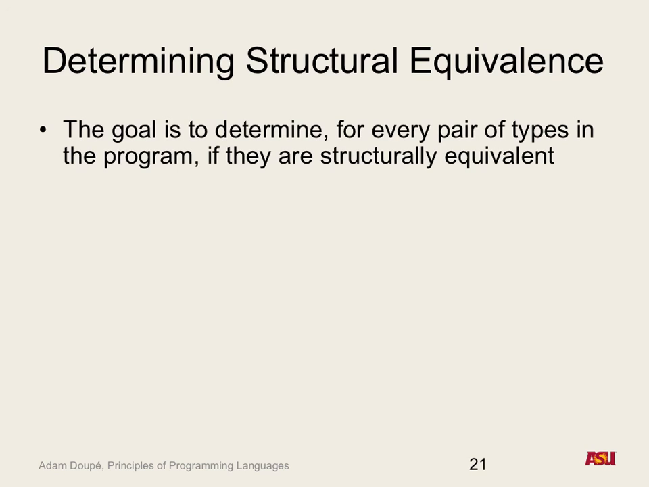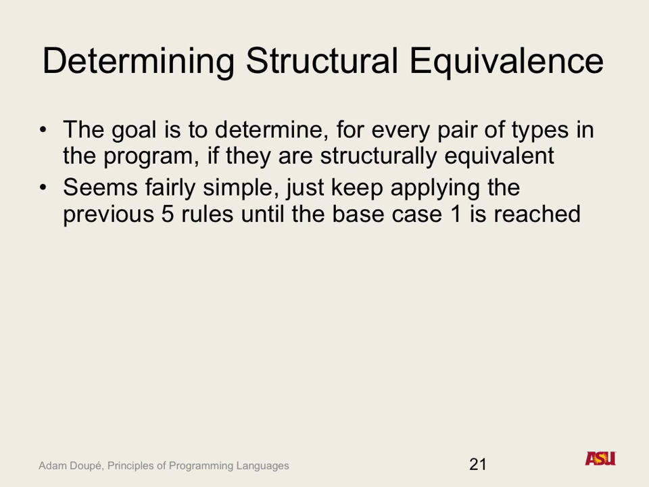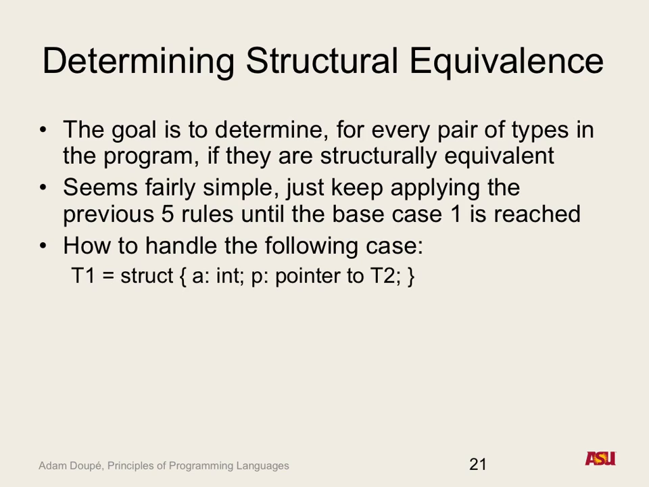Sweet. Okay. So the goal is to determine, for every pair of types in the program, if those types are structurally equivalent, right? And it seems pretty simple at first glance because we have five rules, and we can easily just keep applying these rules until we get to the base case. But the problem is how to handle the following case where you have type T1 is a structure. Field A is an int, field P is a pointer to type T2. Type T2 is a structure with a field A and P of a pointer to T1.